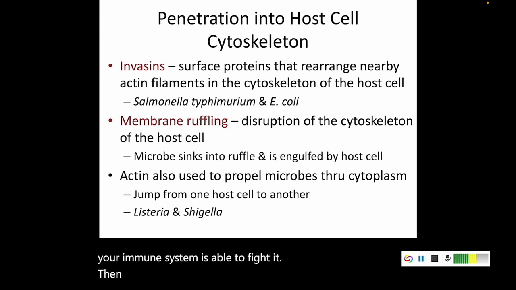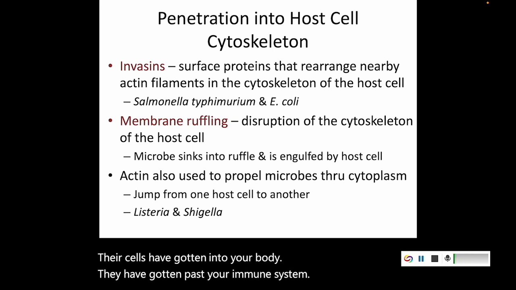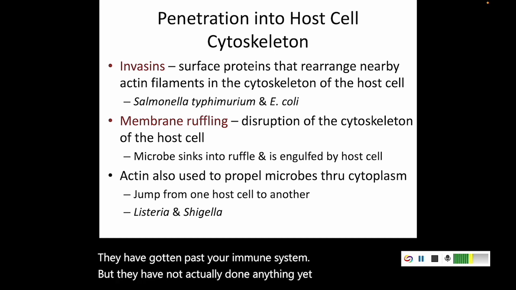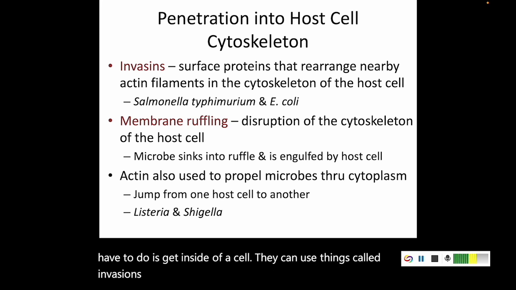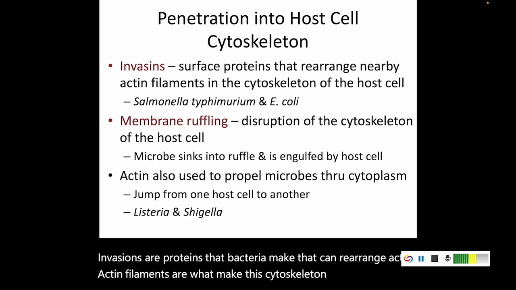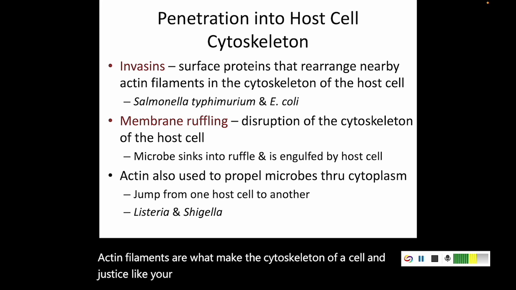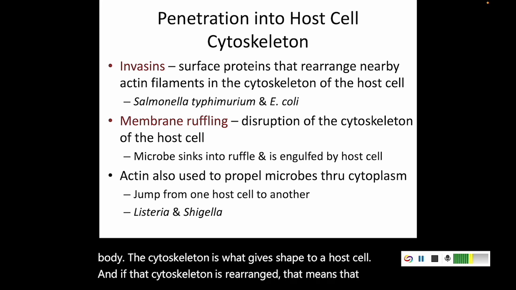At this point, the cells have gotten into your body. They have gotten past your immune system, but they've not actually done anything yet. The next thing they have to do is get inside of a cell. They can use things called invasins. Invasins are proteins that bacteria make that can rearrange actin. Actin filaments are what make the cytoskeleton of a cell. And just like your skeleton gives you the shape of your body, the cytoskeleton is what gives shape to a host cell. If that cytoskeleton is rearranged, the cell is going to have a new shape.